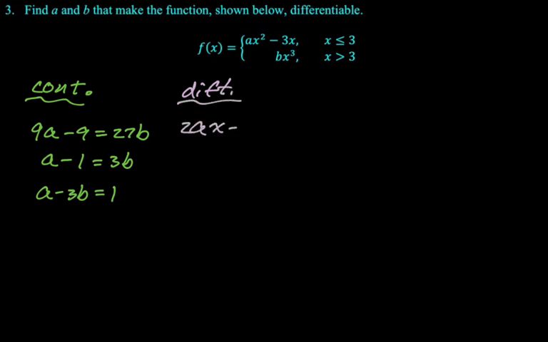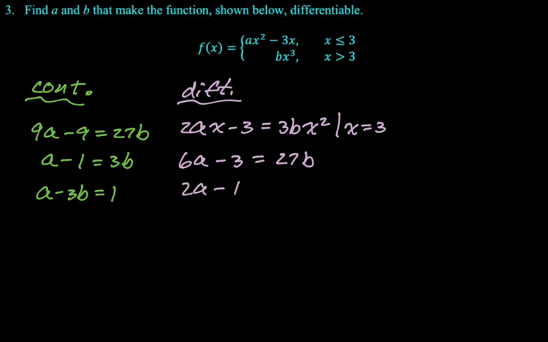So here goes. We got 2ax minus 3 equals 3bx squared. I'm then going to evaluate that whole thing at 3, which gives me 6a minus 3 equals 27b. I'm going to rearrange this so I can use it in a system. So I divided by 3 because it just makes life easier. All right, so now I just need to solve the system. So let's set up the system.